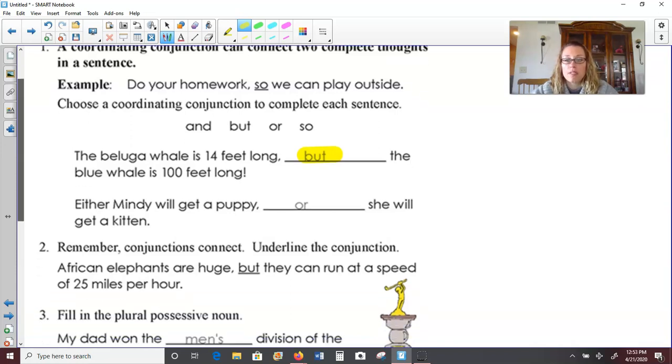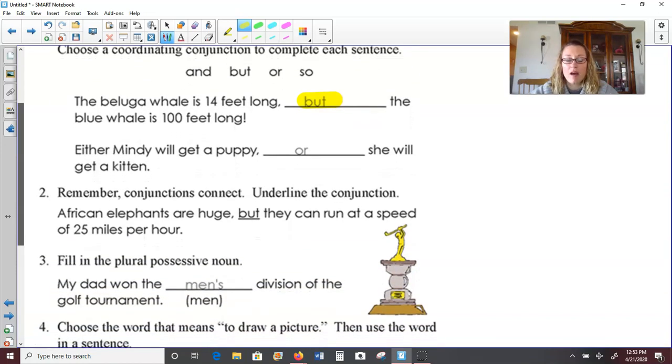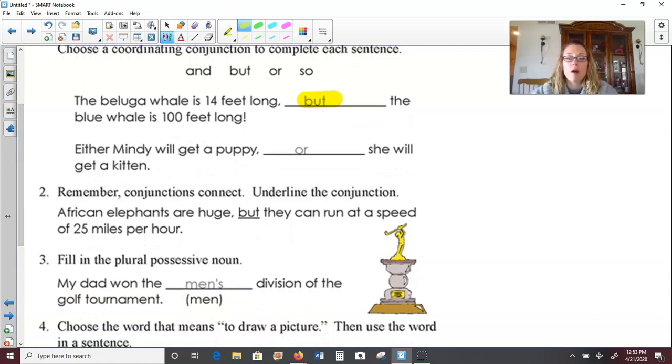We would use the conjunction but because we're comparing one beluga whale and then we're giving a fact about another and how they are different. You could probably also say the beluga whale is 14 feet long and the blue whale is 100 feet long. I think that would work too as your coordinating conjunction, but the better choice would be but.